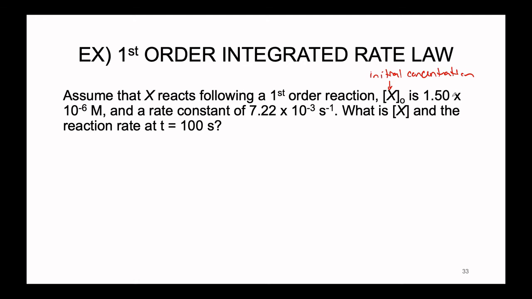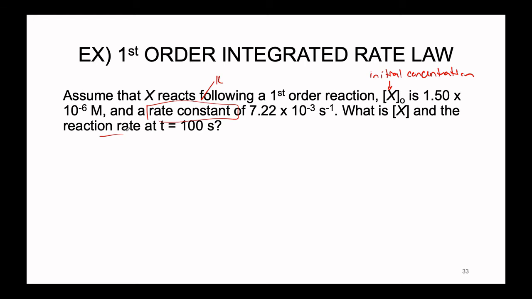And we are also told that our rate constant, our K, is equal to 7.22 times 10 to the negative 3 inverse seconds. So our question is, what is the concentration of X at time equal to 100, as well as what is the reaction rate at our time equal to 100? So I'm going to give you guys the chance to just digest what we've been talking about so far, use the equations that we have learned to find our concentration X, as well as the reaction rate.